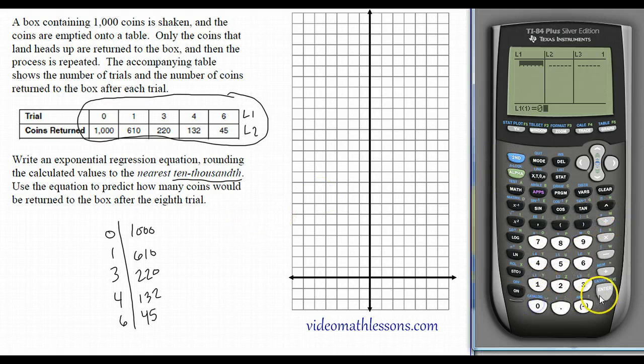So 0, enter, 1, enter, 3, enter, 4, enter, 6, enter. Sideways, 1,000, 610, 220, 132, and 45.